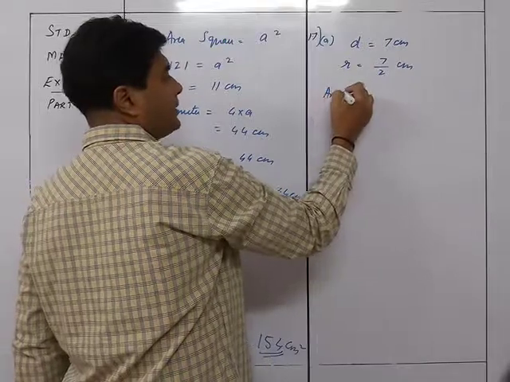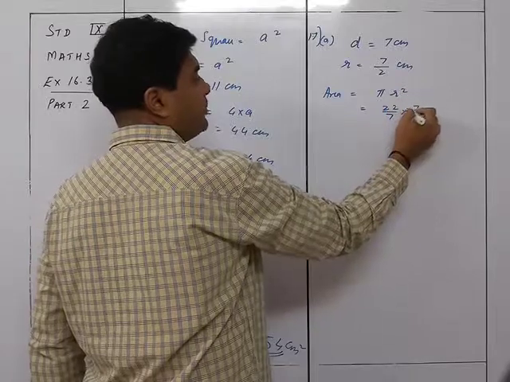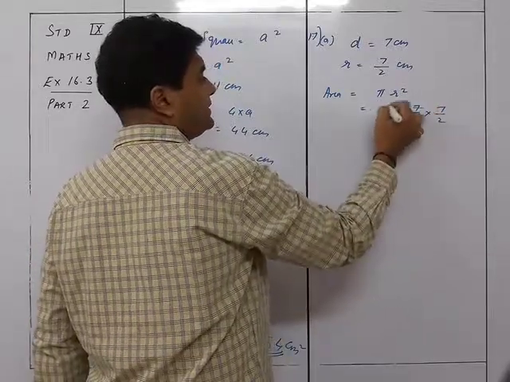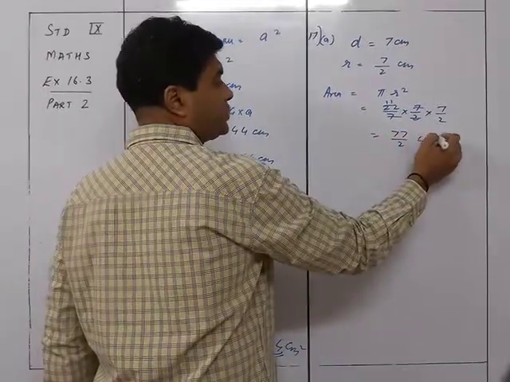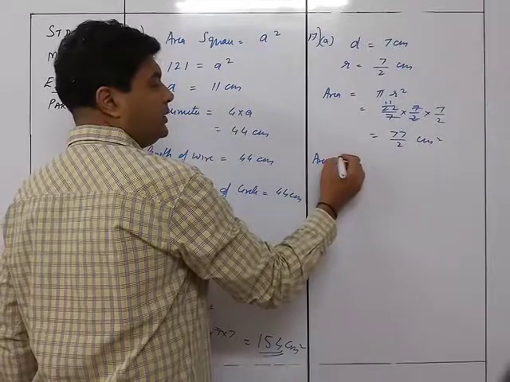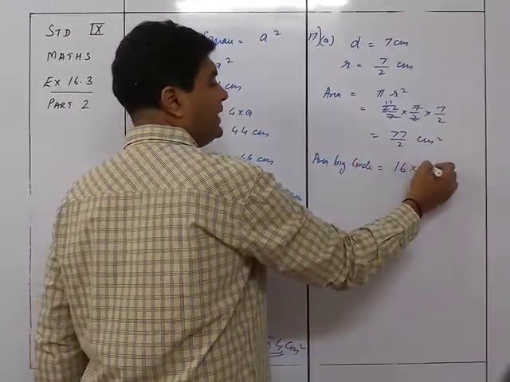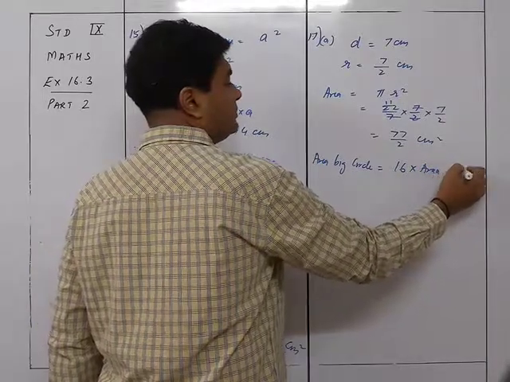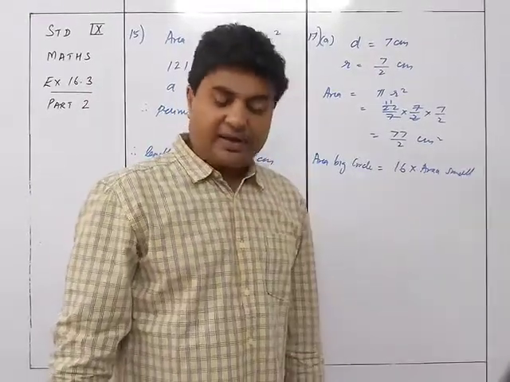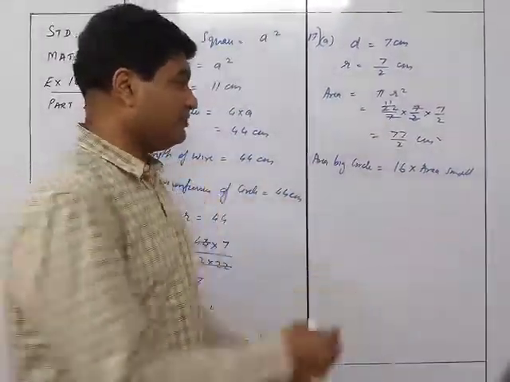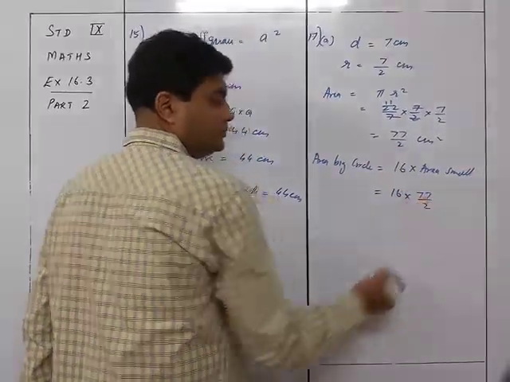So area is equal to pi r square is equal to 22 upon 7 into 7 upon 2 into 7 upon 2. That cancels to 77 upon 2 centimeter square. Area of big circle is equal to 16 into area of small. It is given that the area of the big circle is 16 times the area of the circle with this diameter. So area big is equal to 16 into 77 upon 2.